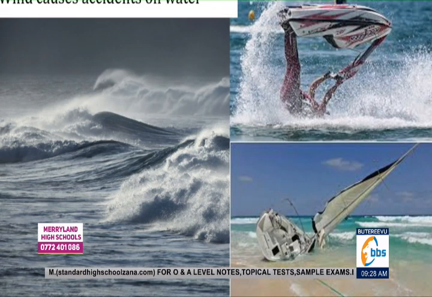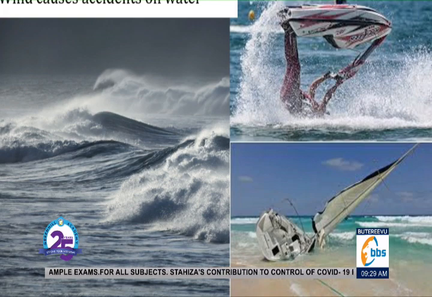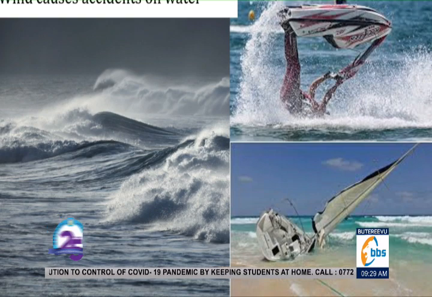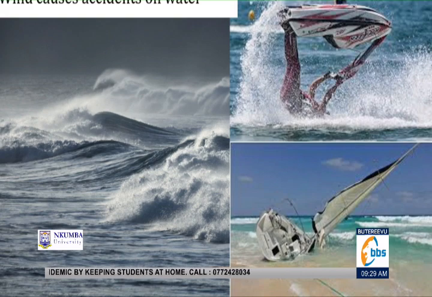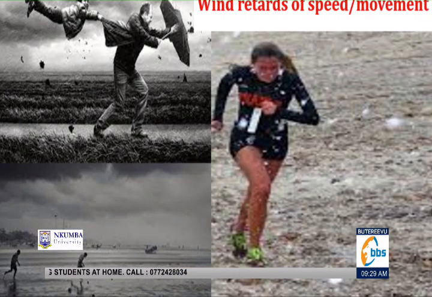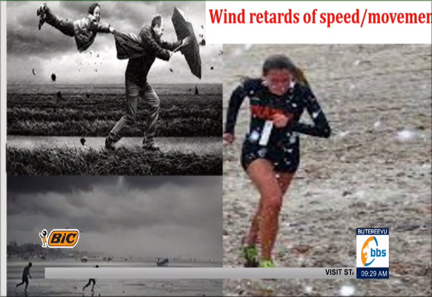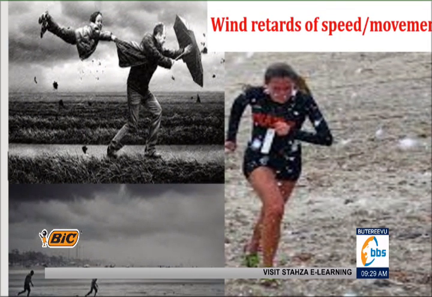Look at that. That man was on a speedy boat. What happened? You realize the boat turned upside down. And then you look at that diagram there. The boat is down. So wind causes accidents on water. Let's see another one there. We said wind retards speed, all movement. You can see that lady was trying to run, but wind is saying no. Okay? So that resistance, wind retards speed, all movement.